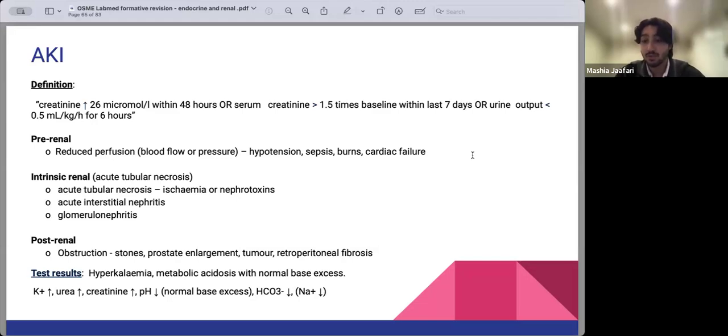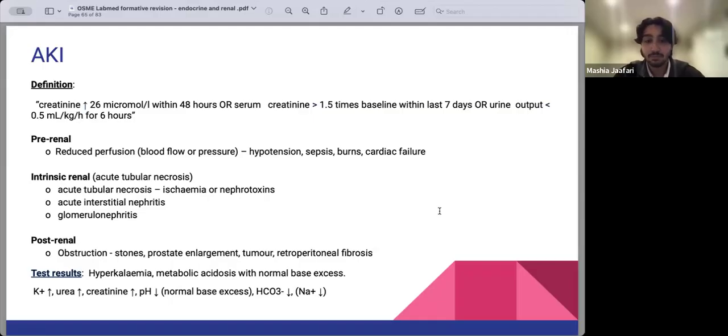Post-renal means that there's an obstruction. Because there's an obstruction somewhere in the urogenital tract, it can be in the ureter, it can be in the urethra even, so something like BPH. Because of this, all the urine backs up and it goes all the way back up to the kidney, and causes a reduction in urine output, and it causes an elevation in creatinine because you're not clearing all the creatinine from your system.